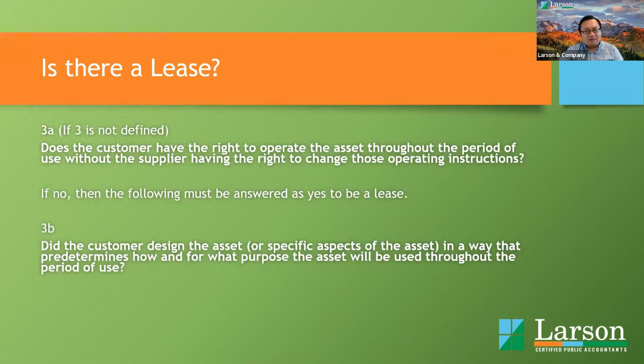Is the asset designed in a way that predetermines how and for what purpose the asset will be used? Are you involved in the designing of the asset in a way that predetermines how and for what purpose the asset will be used throughout the period of use? If you can say yes, then you may still be able to record it as a lease. If you say no there, then this is not considered a lease, and ASC 842 will not apply.